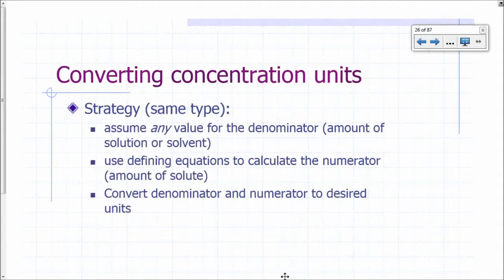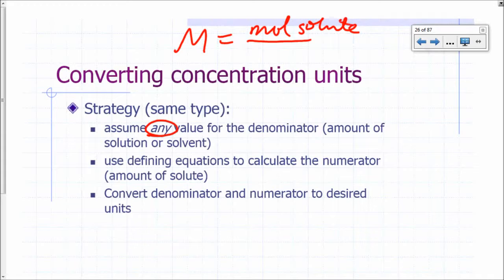A good strategy that you can use for converting concentration units, if you're converting within the same type, is to assume any value for either the denominator or the numerator in your defining equation for the concentration. For example, let's say you knew the molarity. What's the definition of molarity? It's moles of solute per liters of solution.